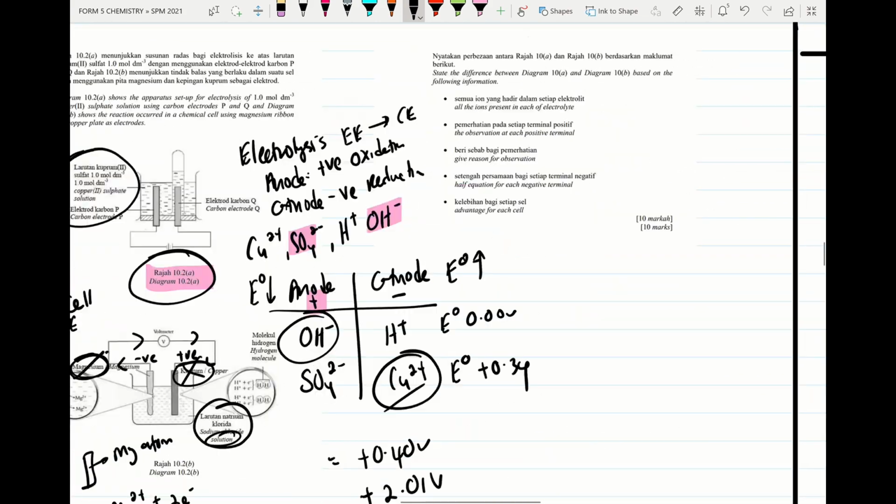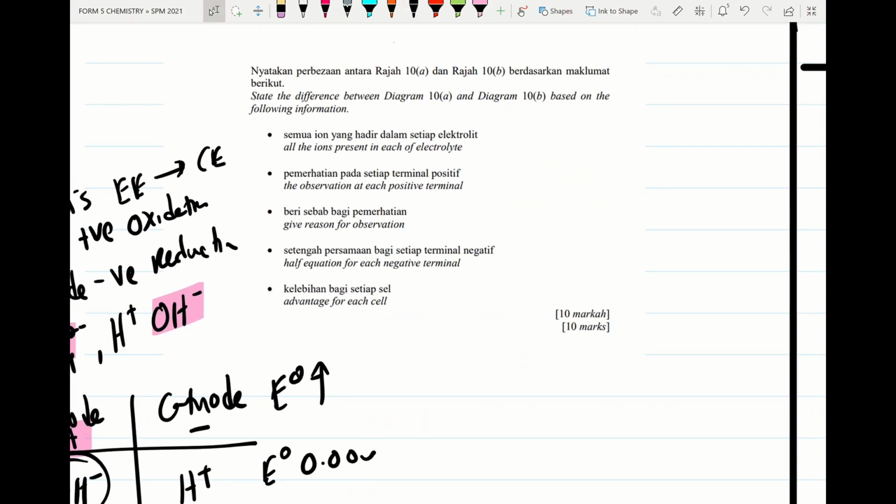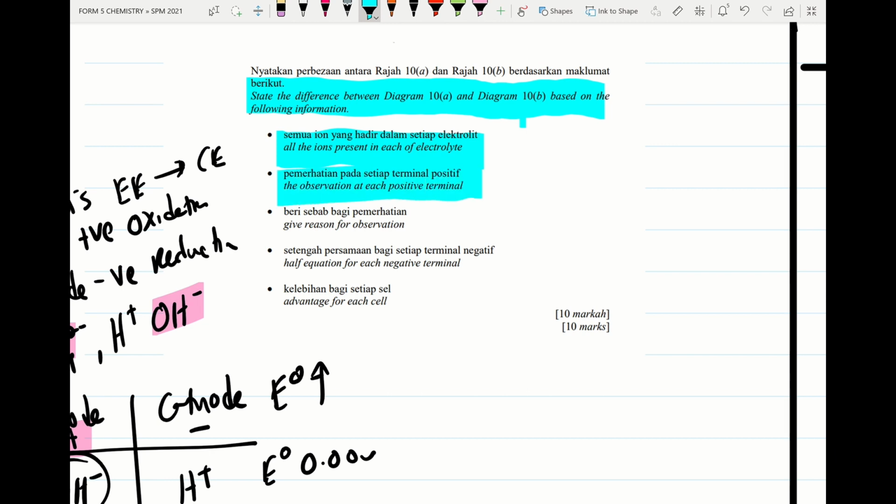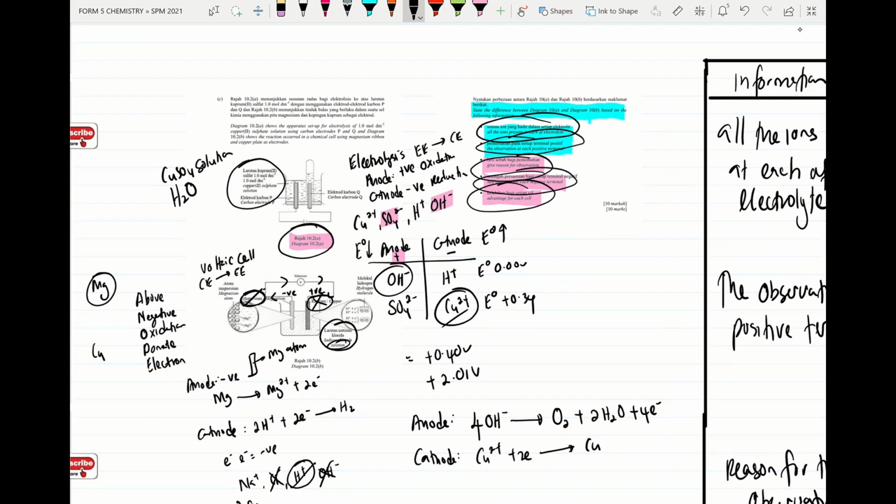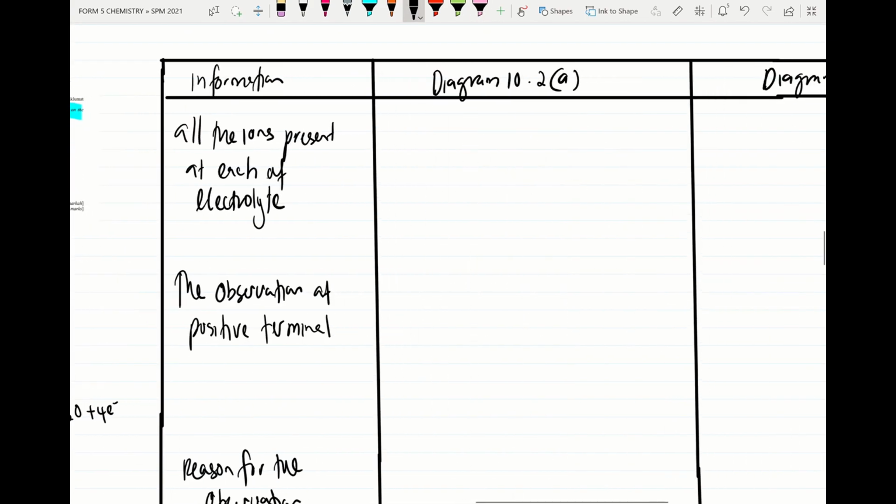How to answer the question? We check the question. All right, we try to read the question. So state the differences between diagram 10.2a and 10.2b based on the following information. They want the formula of the ions present in each electrolyte. All right, so state ions. All right, they want the observation at positive terminal. So they want the reason for the observation, the equation at each negative terminal, and the advantage of this cell. So diagram 10.2a is electrolysis, so electrolytic cell.